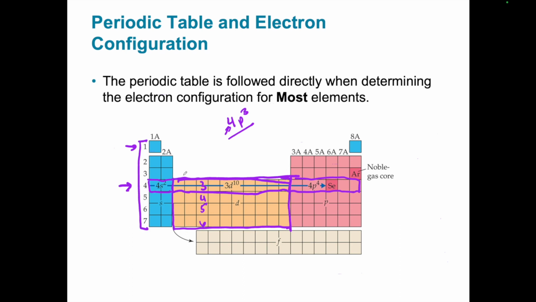There are 10 electrons here, by the way, right? That's 10 electrons for the D block, which is different from here, because here it's 6 electrons for the P block, and then it's also 2 electrons to fill up for the S block, right?